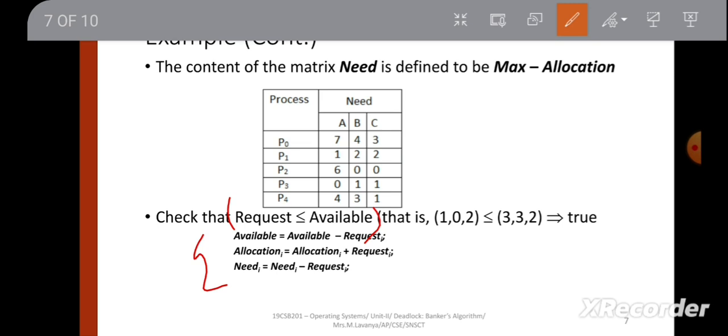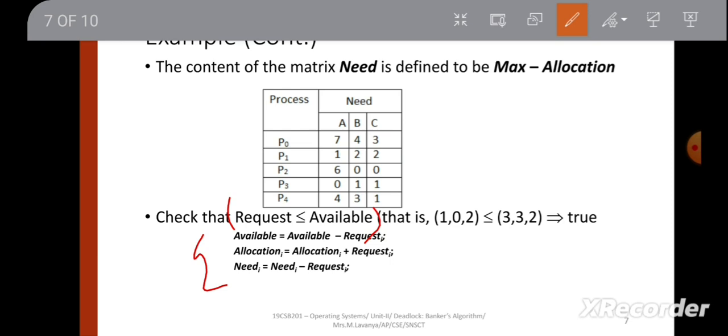That is, when the need is less than available, we will be allocating the available resources to the request. So it is given as available equals available minus request. After subtraction, we will be allocating to that process. After allocation of those resources, the process will complete its execution. That is given as allocation equals allocation plus request. Then after processing this, need equals need minus request.